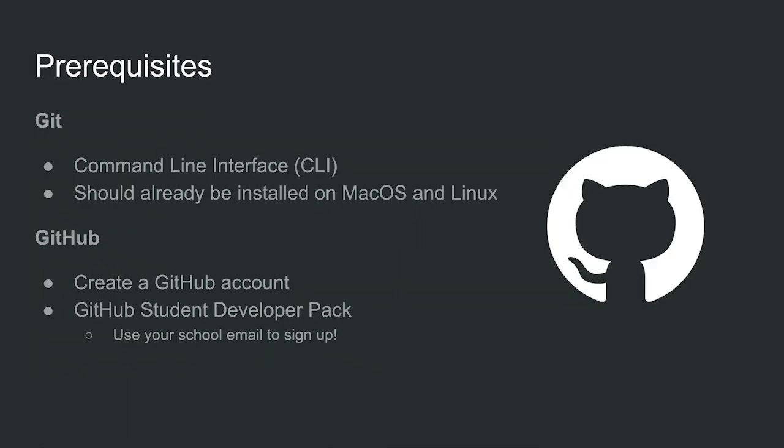So there are a few prerequisites before getting started. First off, with Git, we're going to be using the command line interface. There are a few GUIs out there that you can use as well, but we'll be focusing on the command line. The Git command line interface should already be installed on Mac OS and Linux. If you're using Windows, I believe that you can install Git Bash, and that should help you out. And then also we'll be using GitHub. One thing you'll need to do is create a GitHub account. And if you're interested, you can download the GitHub Student Developer Pack by using your school email when you sign up. That gives you access to a lot of really cool stuff.